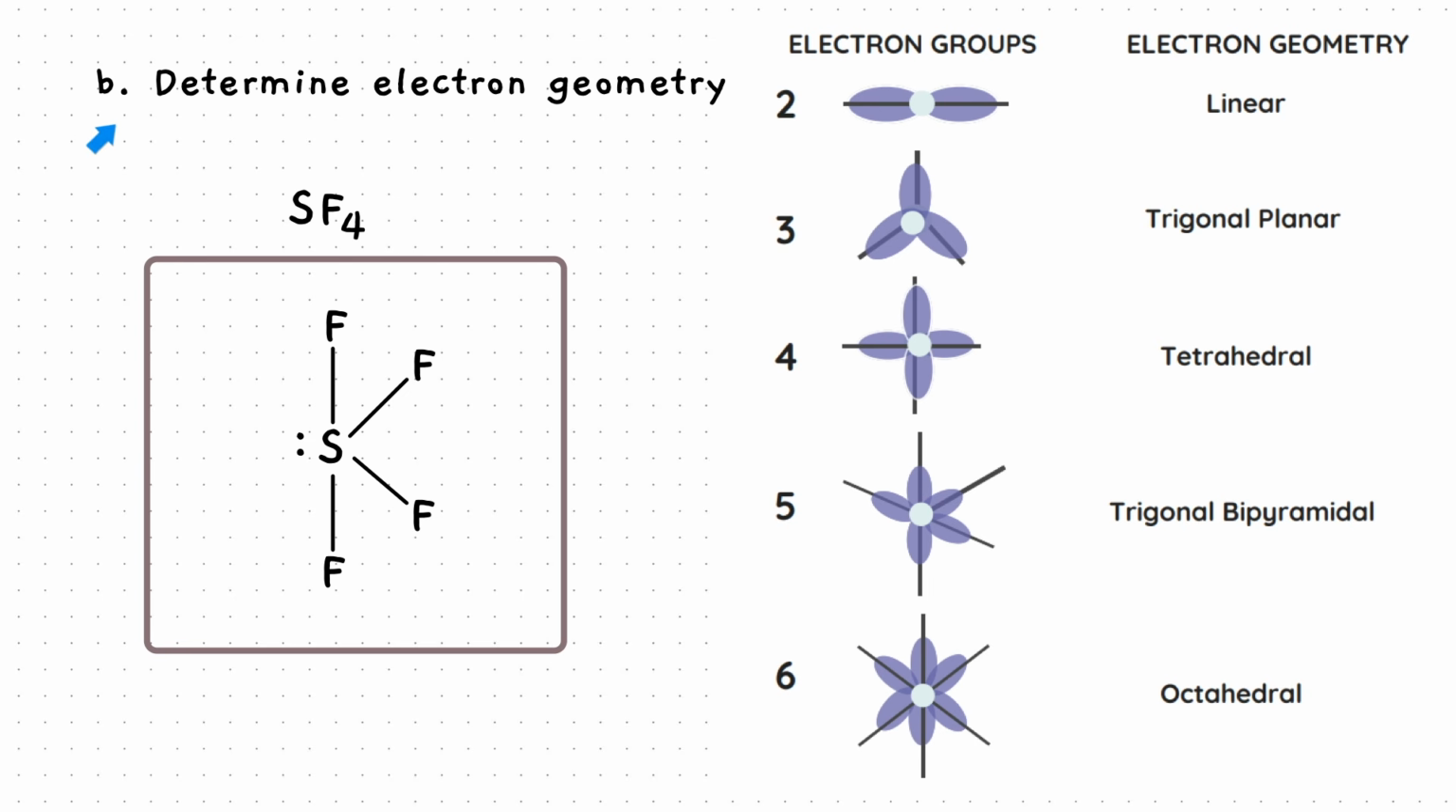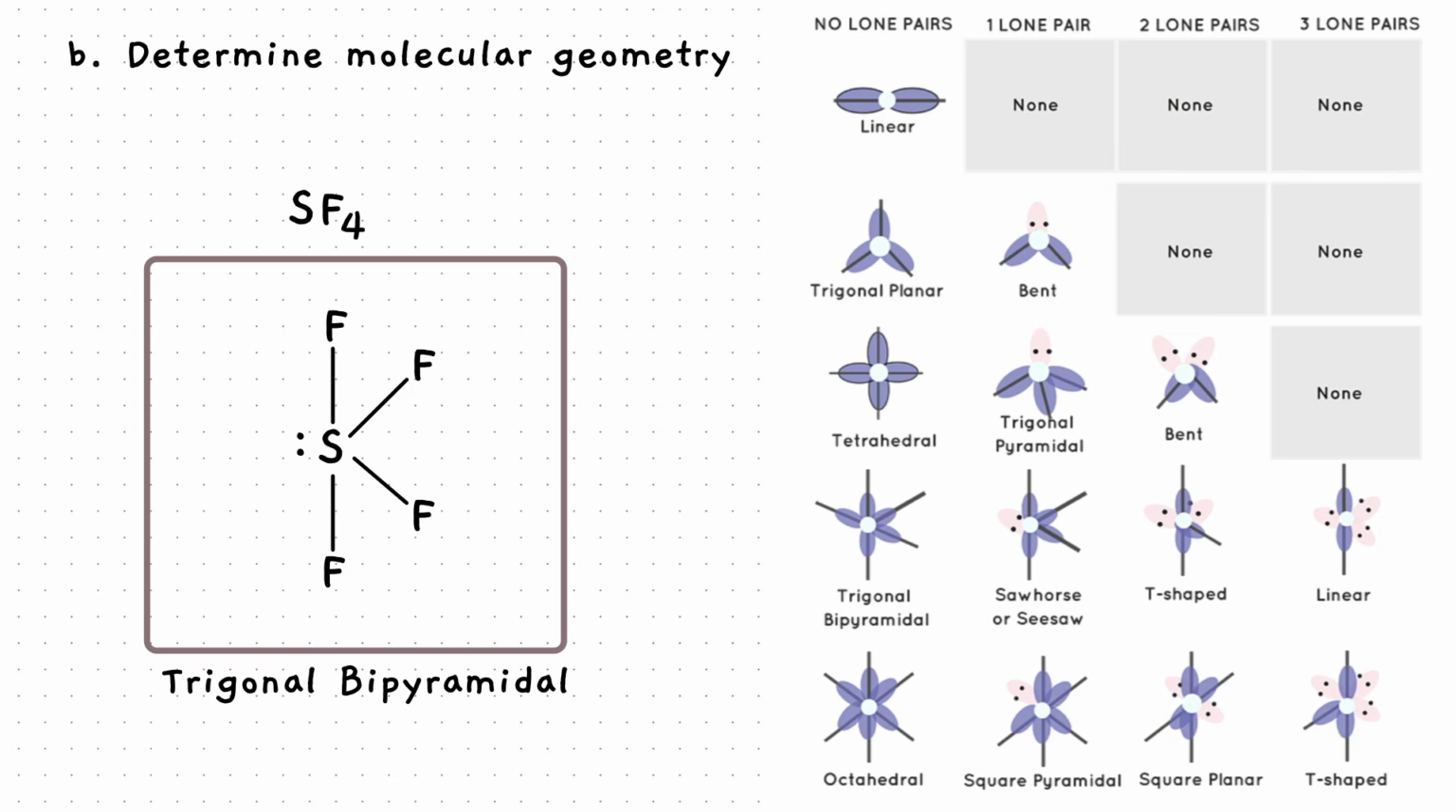Which brings us to part B, determining the electron geometry. Recall that an electron group refers to either a bond or a lone pair. We have 4 bonds plus 1 lone pair, so we have 5 electron groups. Our electron geometry is trigonal bipyramidal. Using our electron geometry, we can now determine the molecular geometry. Trigonal bipyramidal is here, and we have 1 lone pair on the central atom, so our molecular geometry is either sawhorse or seesaw.